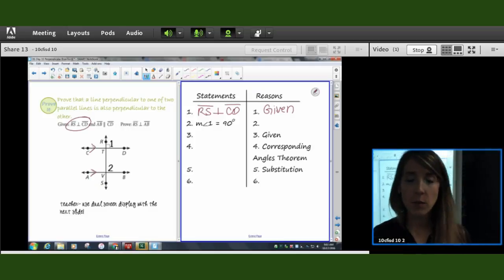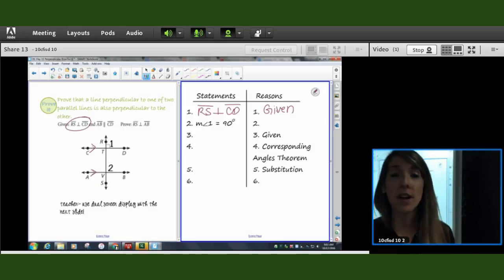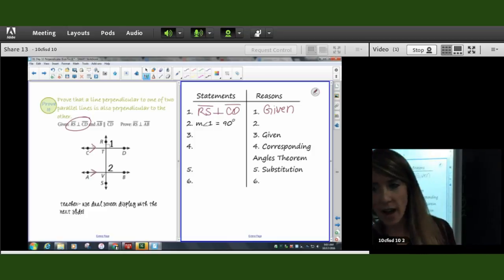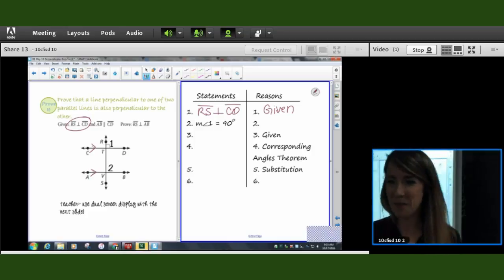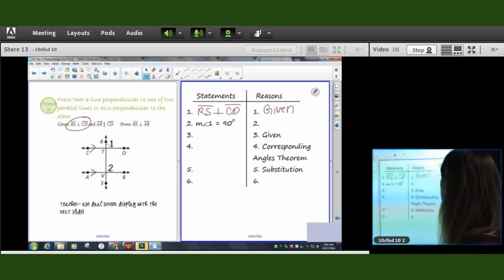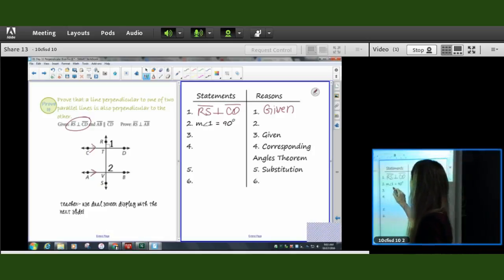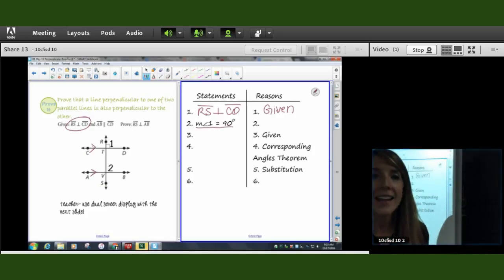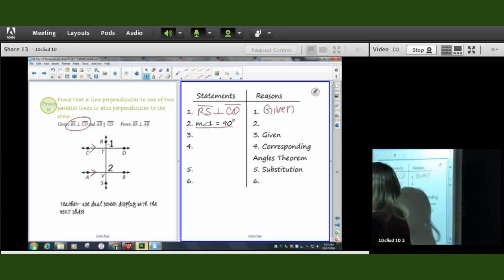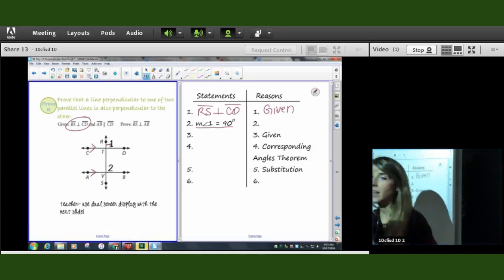Now usually when we write down a given, we want to go as far as we can with that given. I know two lines are perpendicular. Well, there's a conclusion that goes with that. If two lines are perpendicular, then they form a right angle or 90-degree angle. Some of you are listening, I love it. So after we said they're perpendicular, I now know the measure of angle 1. I now can state that it's 90 degrees.